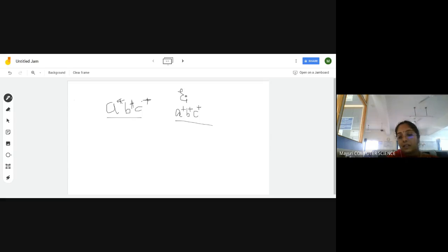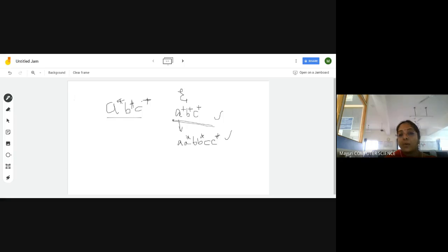I'll tell you that you can write it in one more way also. A plus I can write as A A star, B plus I can write the same way: at least one A followed by any number of A's, at least one B, and then followed by at least one C. B B star, C C star. This is also correct. Both are the same.